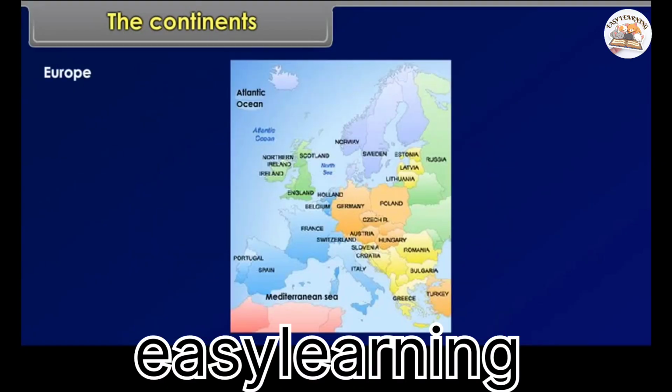Europe. Europe is the second smallest continent. Water bodies bind it on 3 sides. The Atlantic Ocean lies on the western side, the Arctic Ocean on the northern side, and the Mediterranean Sea on the southern side.